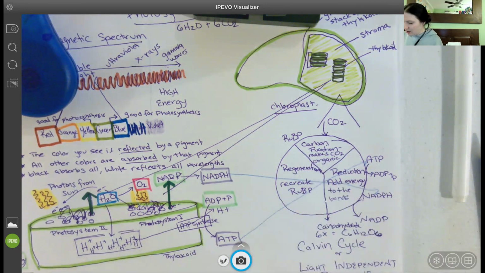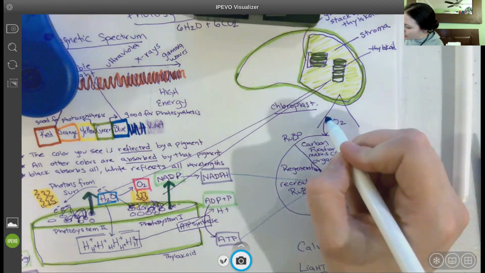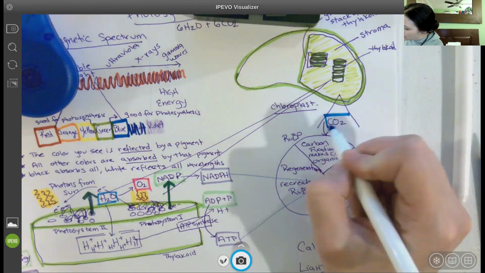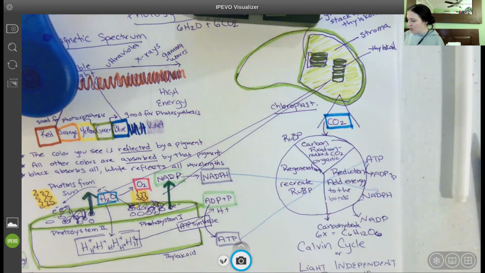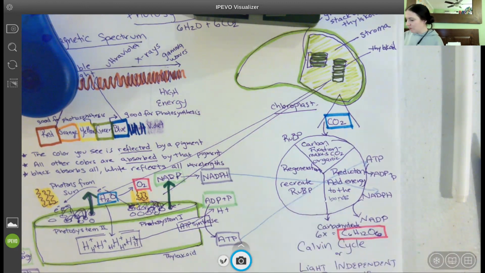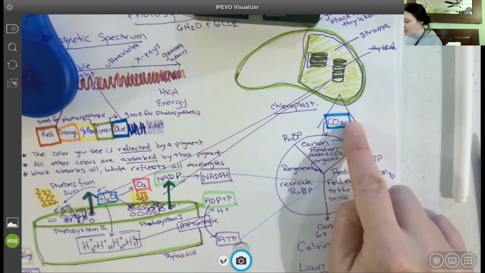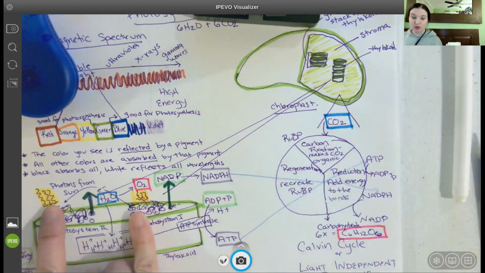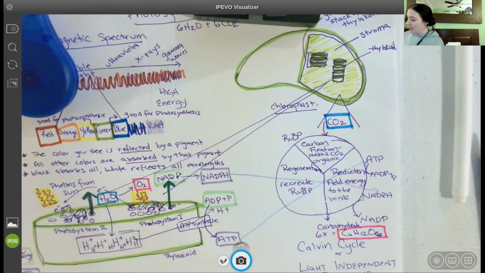Let's find our reactants. So our reactants, remember that carbon dioxide is a reactant. And glucose is a product. And so now we have our whole reaction covered. You have water and carbon dioxide coming in, and light, which remember isn't a reactant, but is an energy source that is necessary for the process to continue. And then you have oxygen and glucose.